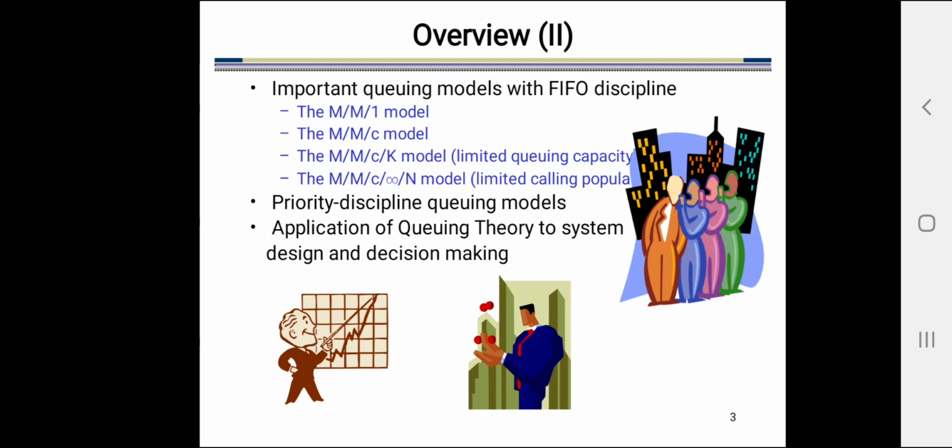So what is important? An important queuing model is FIFO, that is first in first out discipline. There are different types of models we'll discuss. Then priority discipline queuing models, and application of queuing theory to system design and decision making. All these points we'll discuss in today's lecture.